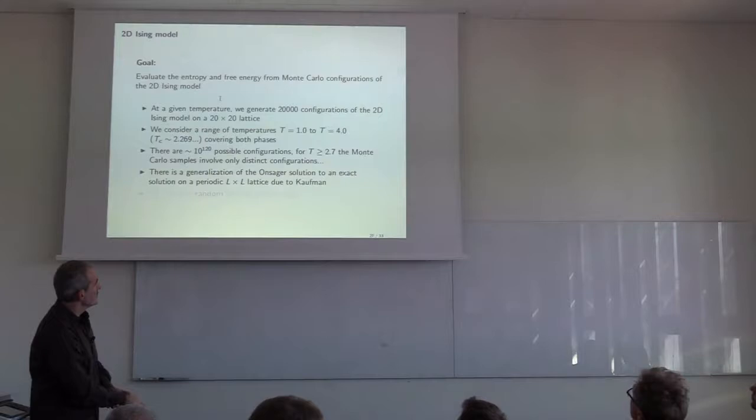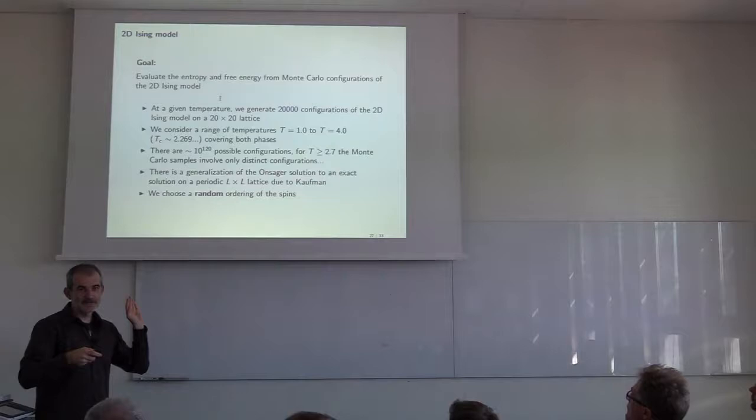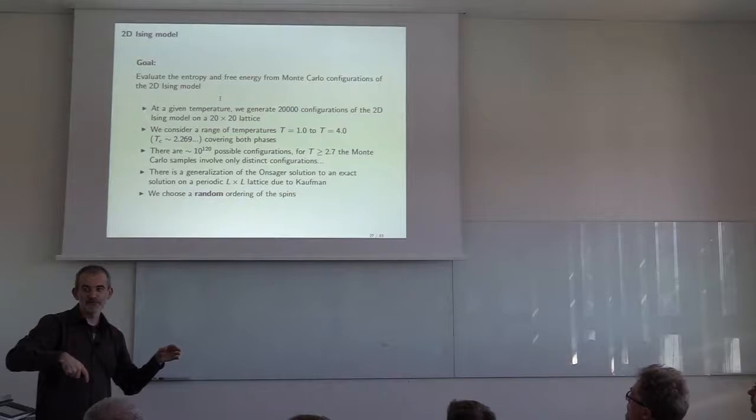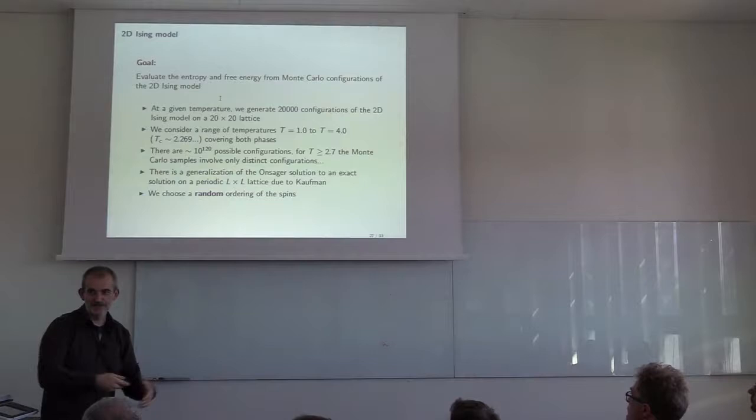And also, since we wanted this method to be very general, so not to really use any kind of spatial structure, we just choose a random ordering of the spins. So we do not keep this ordering in rows and columns, but just a complete random permutation of all the variables. So the machine learning algorithm should by itself reconstruct all this dependence.